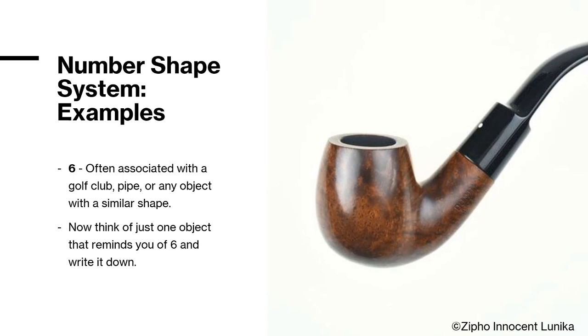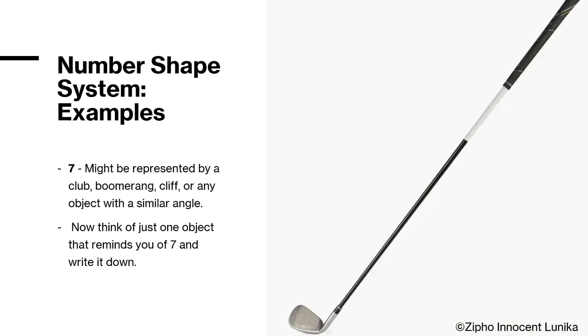Here the number 6 looks like a golf club, a pipe, or any object of a similar shape. Let's demonstrate this. It sort of looks like a number 6. Now number 7 might look like a club, a boomerang, a cliff, or an object of similar angular shape. This sort of looks like the number 7 here.